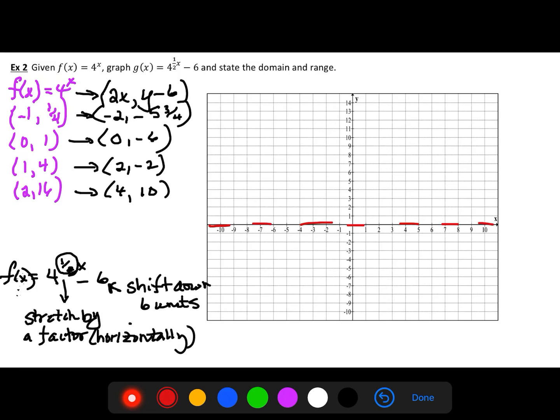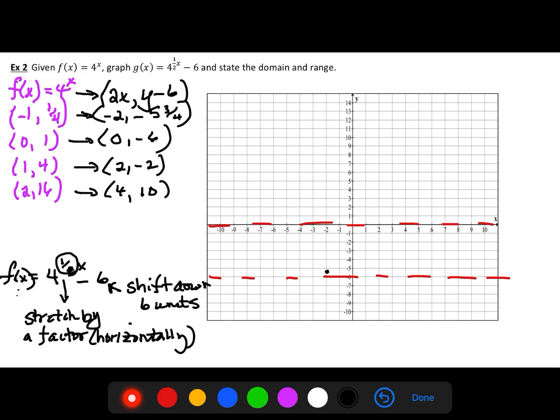So, first of all, thinking about our asymptote, our base graph was y equals 0. It is now going to shift down to y equals -6. So we know that's where our graph is going to approach. So if we start plotting our points now, we're going to have -2 and -5 3/4. So very close to our asymptote.